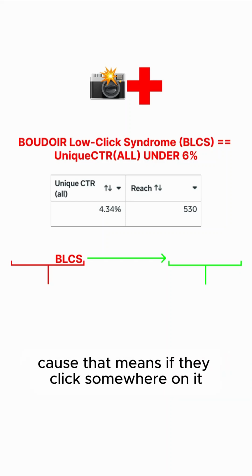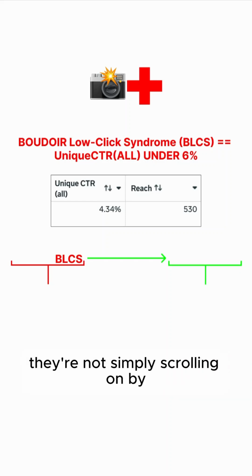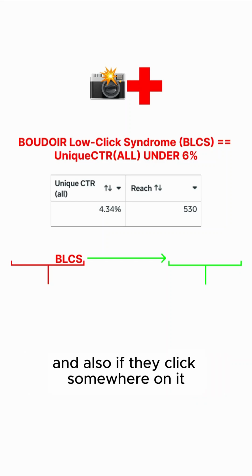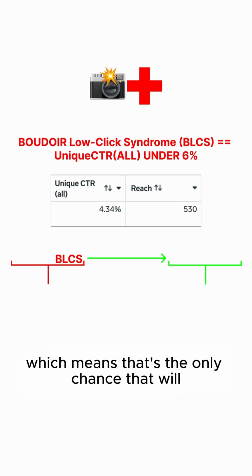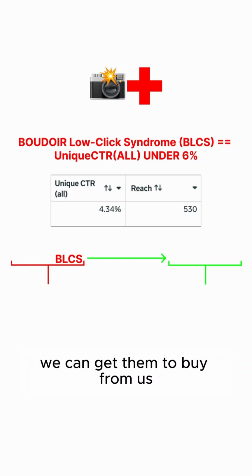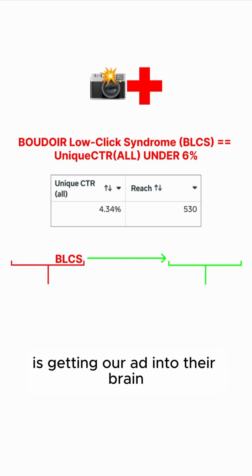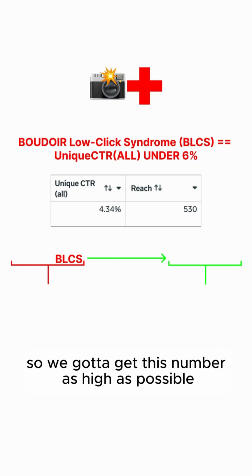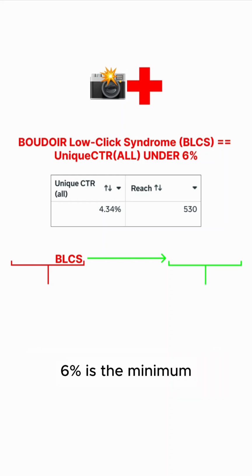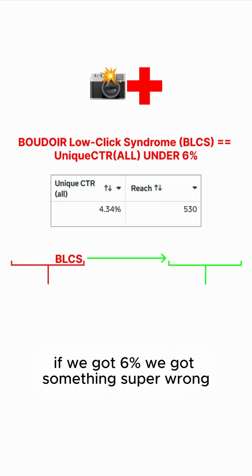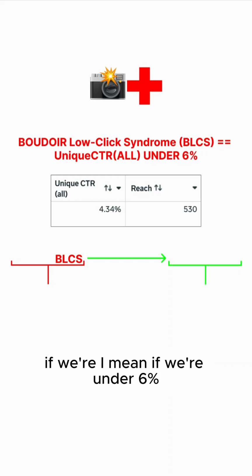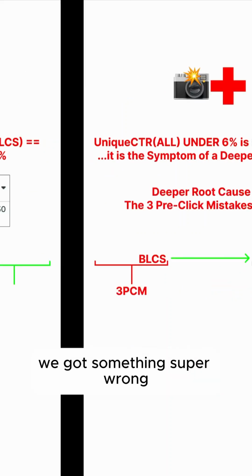And we care about that because if they click somewhere on it, they're not simply scrolling on by. Also, if they click somewhere on it, we know our ad has entered their brain, which means that's the only chance that we can get them to buy from us, is getting our ad into their brain. So we got to get this number as high as possible. 6% is the minimum. If we're under 6%, we got something super wrong.